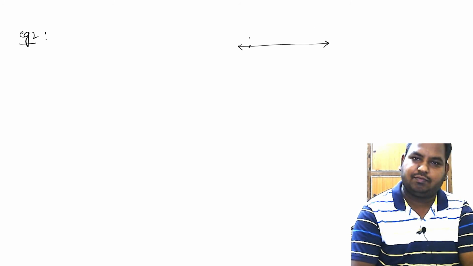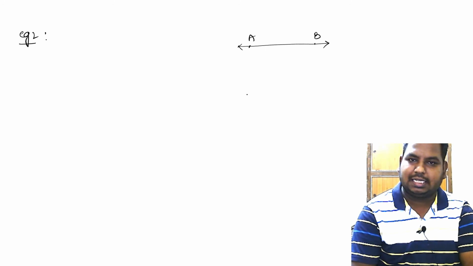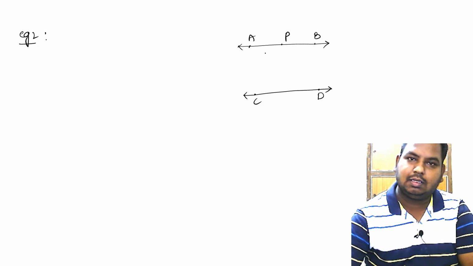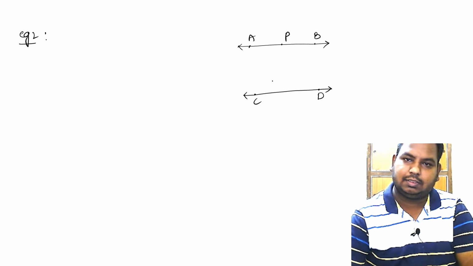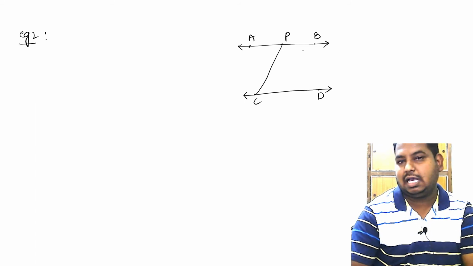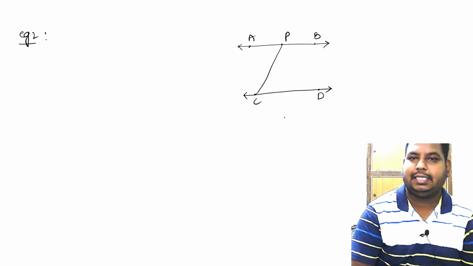We have a line AB and we have one more line CD. Point P. Let me join. Yeah, I have joined C and P. Let me join P and D.